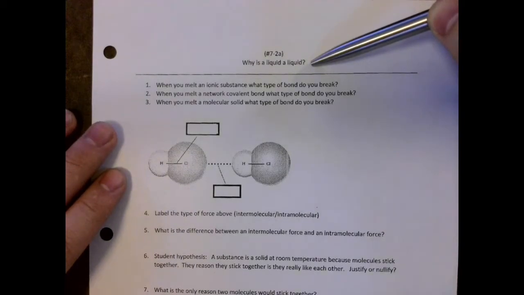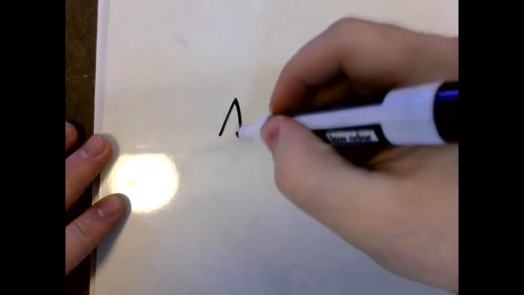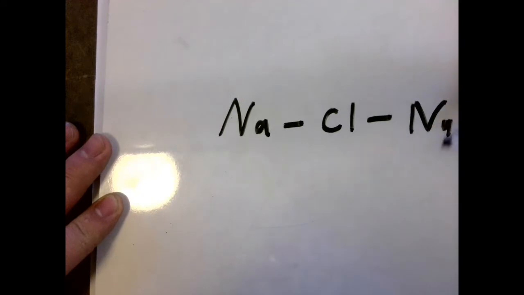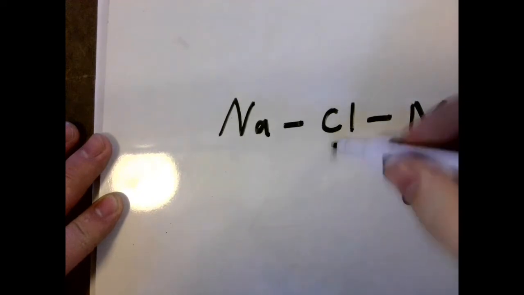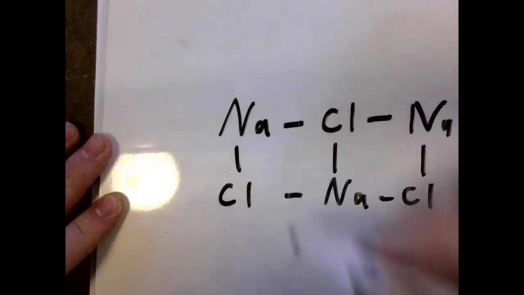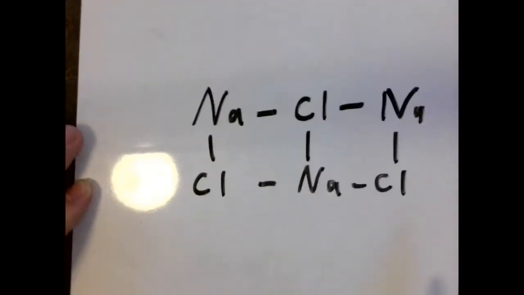When is a liquid a liquid? We've already looked at solids. Solids are going to take on this very structured formula. Think of an ionic compound, an Na to a Cl, which goes to an Na, just like this. So we get this very rigid structure.